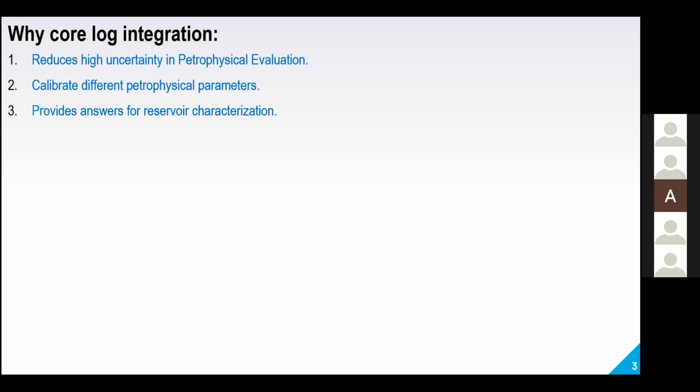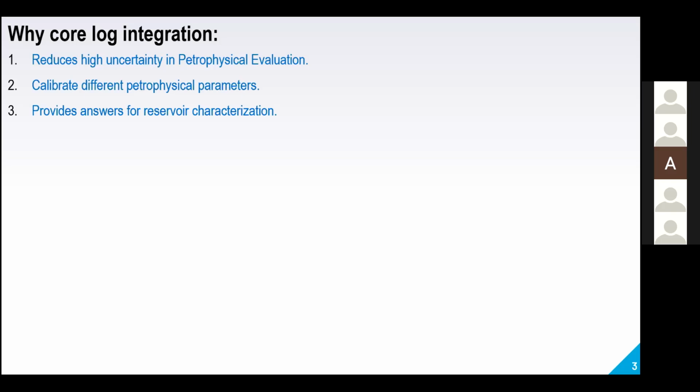The third reason is that it provides answers for reservoir characterization. The core log integration provides answers for reservoir characterization. We should first know what reservoir characterization is. Reservoir characterization is to analyze the reservoir from micro scale to mega scale, starting with thin section and scanning electron microscope, up to mega scale like seismic reservoir characterization.